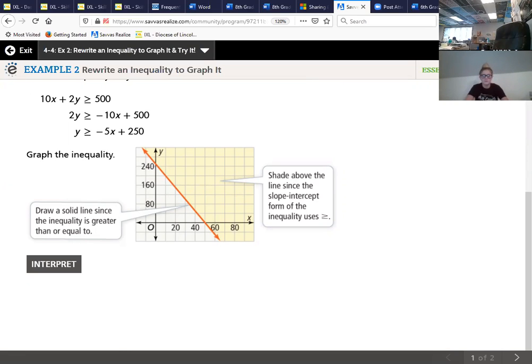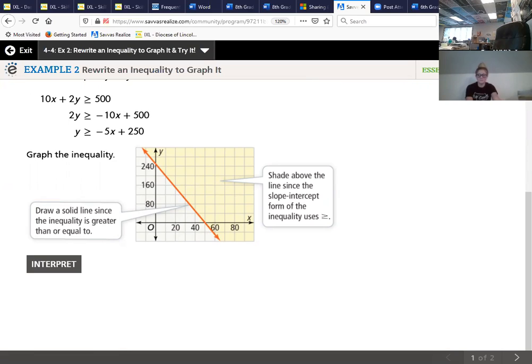Right? This would be a y-intercept of 250. My slope is negative 5. Okay, does the greater than or equal to sign tell me that the line is solid or dashed? Solid, because we've got that equal to part. So we've got a solid line. And because it's greater than, do we shade above or below? Above. So they shaded right here.